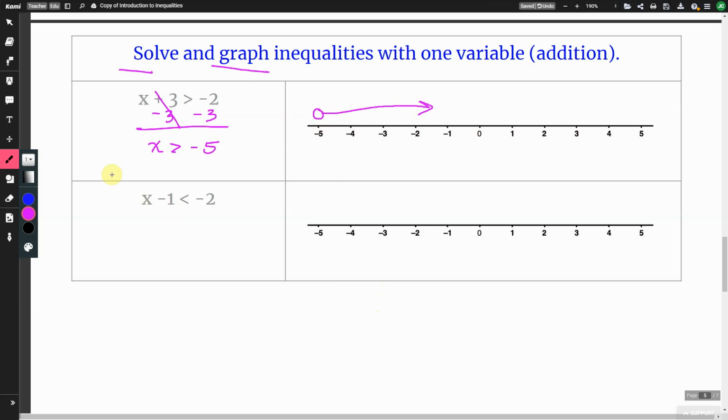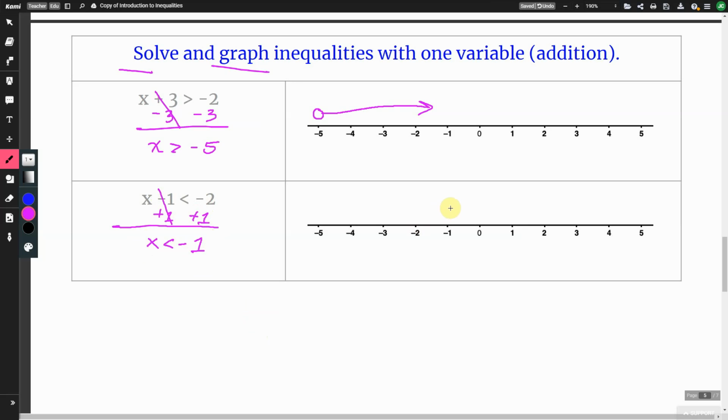Okay? Now for this one, we have x minus 1 is less than negative 2. Same thing, subtracting. So we're going to do the opposite, add 1 to both sides. This side cancels out, and we're left with just x again. And it's less than negative 2 plus 1, negative 1. So now this statement reads x is less than negative 1.